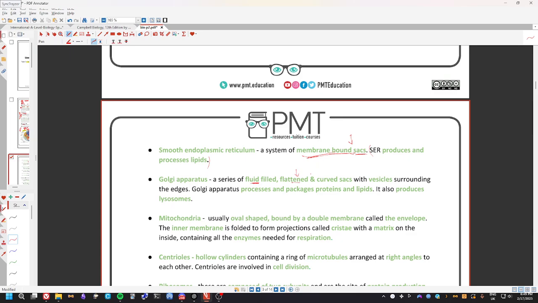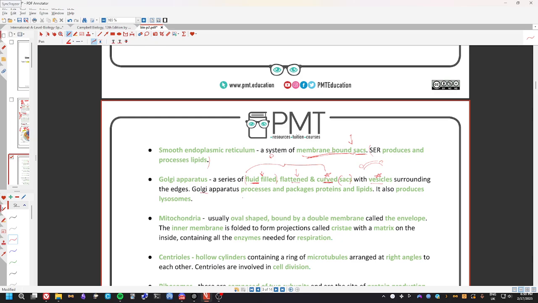Flattened is the usual. When you see sacs, you can imagine they're flattened, especially when it comes to membrane-bound organelles, and it's fluid filled. This one specific property out of all of these properties will be explained later. And the fact that they're curved is a special one, special to the Golgi apparatus. And these sacs, there are a series of them with vesicles surrounding the edges. So you're going to have your sacs, and this is your special property as well. It has vesicles around the sacs, surrounding them.